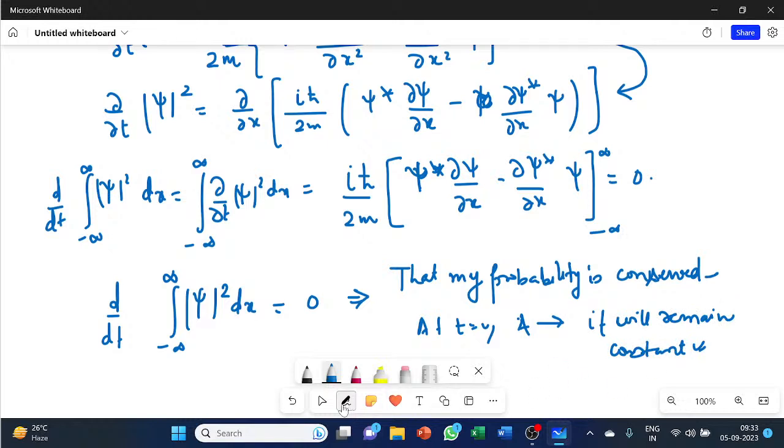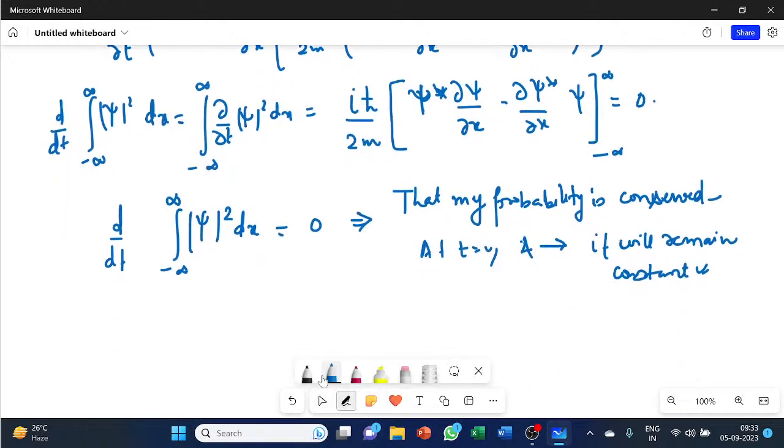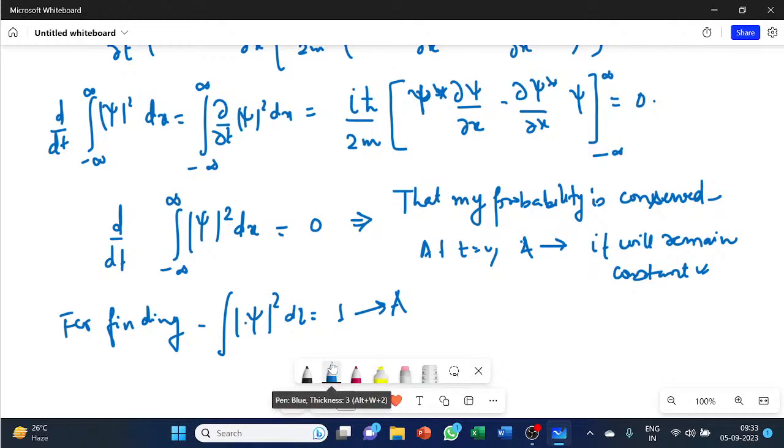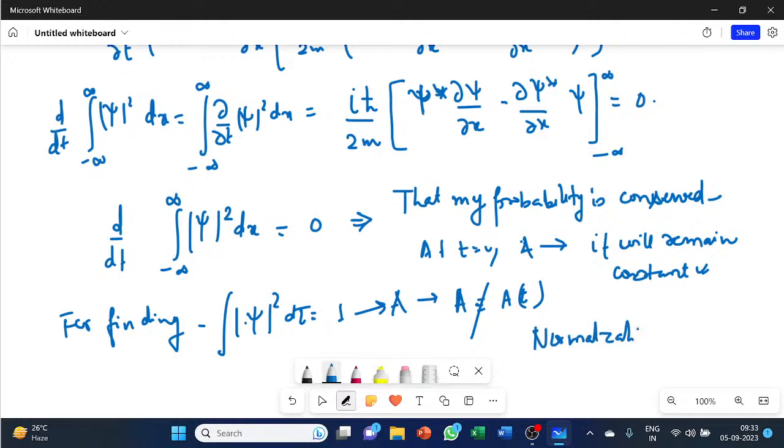It will remain constant because you know that for finding A, we actually use the statement that the integration of psi mod square dx is 1. So once I have found a normalization constant A, having proved that probability remains conserved throughout and does not change as a function of time, A also does not change as a function of time. It implies that normalization once done at t equal to 0 remains constant throughout.